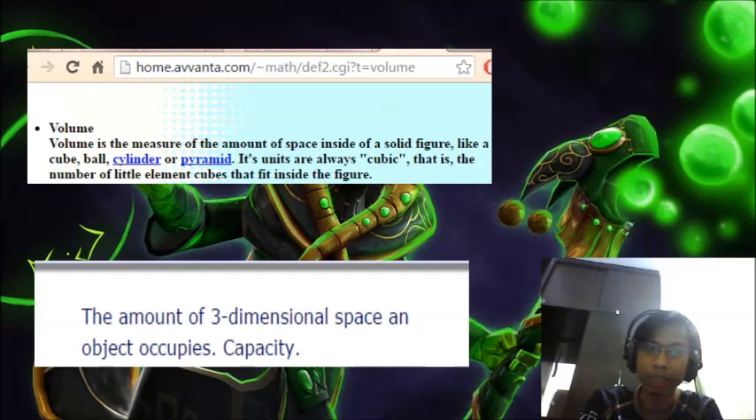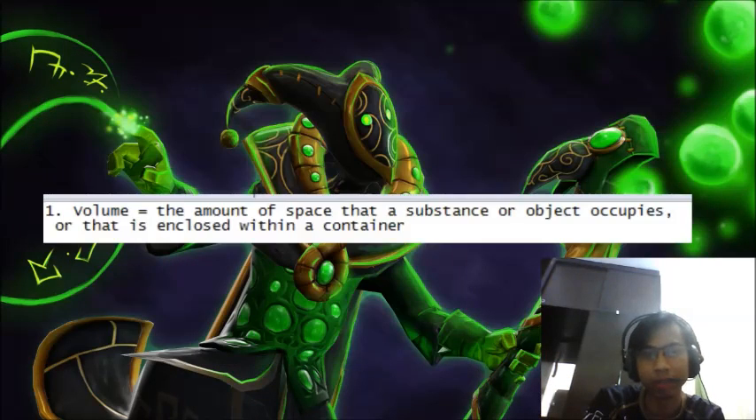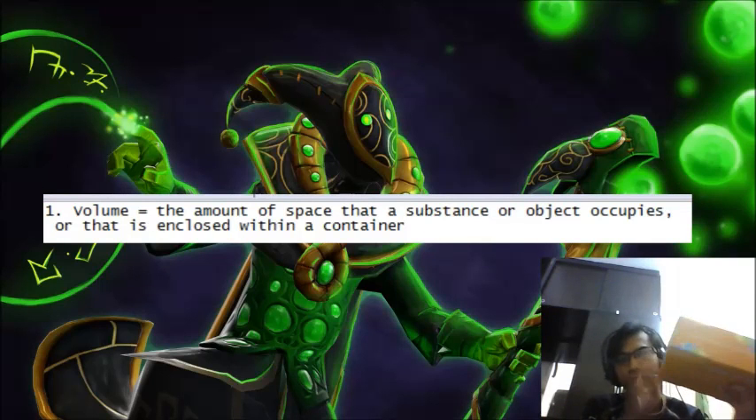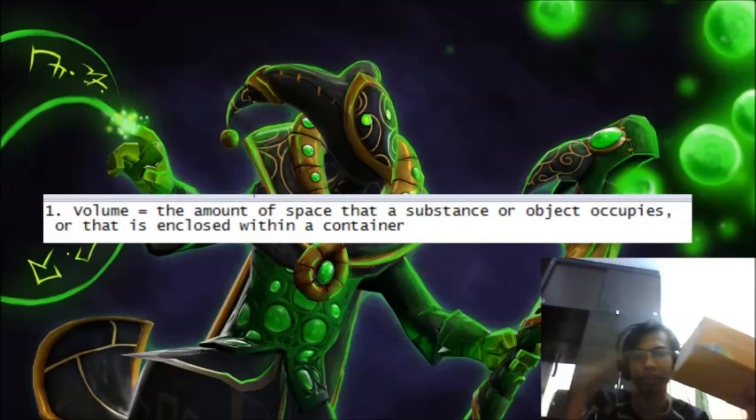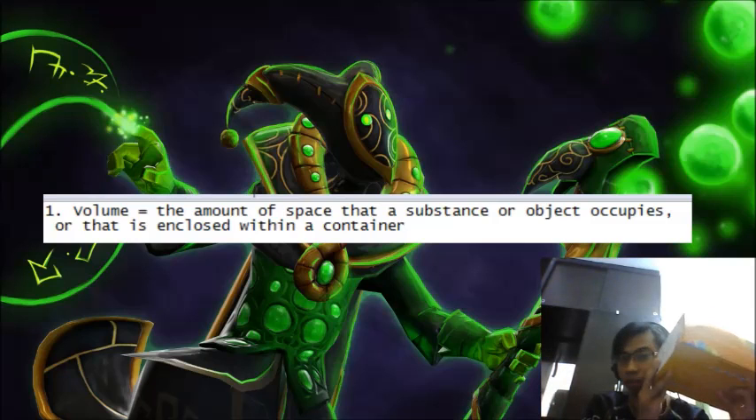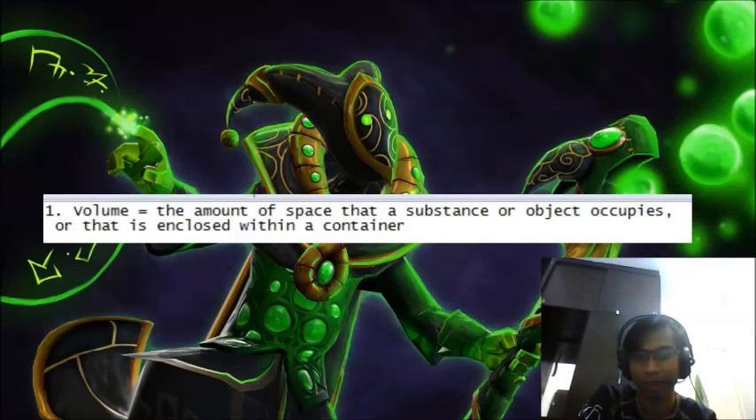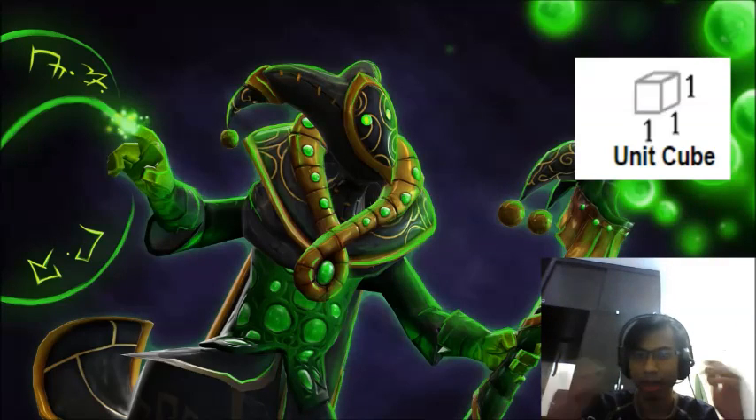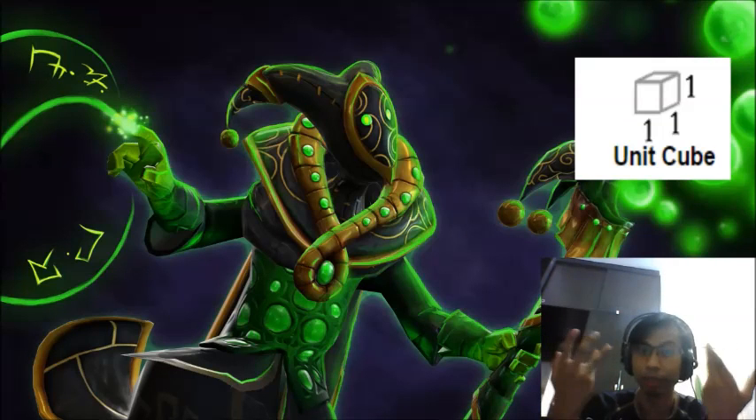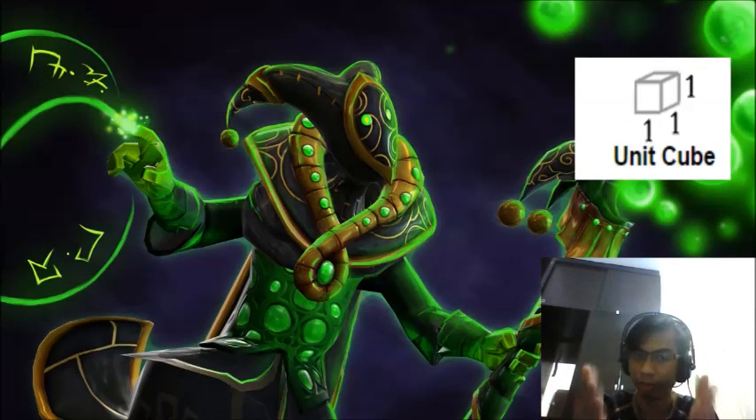And according to Mathematics Is Fun, volume is the amount of three-dimensional space an object occupies. Basically, what they are trying to say is that volume, objects occupy space. So they have a volume. They have mass. They are in space. Okay, that is the definition. And volume is measured in unit cube. 1 times 1 times 1 is 1 unit cube.